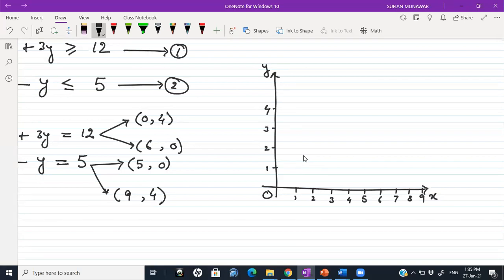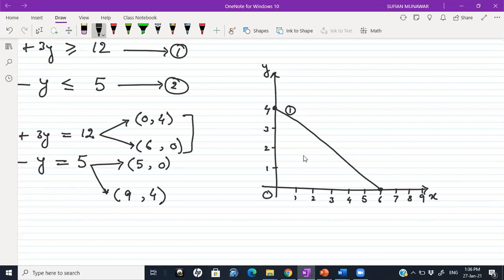Okay, now we will draw the first line. First line first. Don't mess up by putting all 4 points together. First of all, you have to plot line 1 separately. So line 1 is 0, 4, this point, and 6, 0 here, and joining both of them, we get this line. This is line 1.